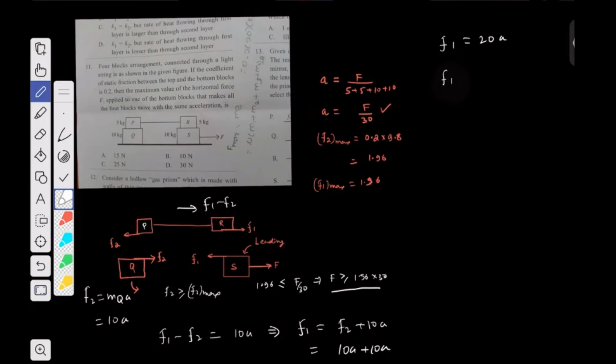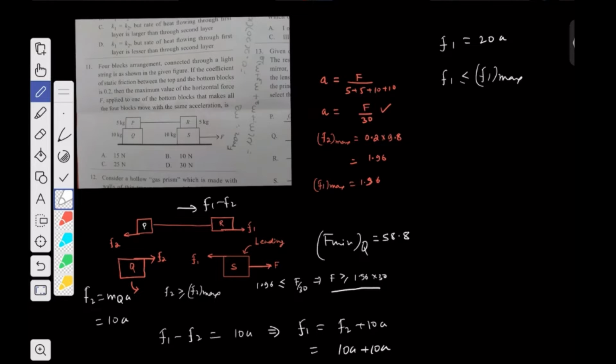So F1 must be less than F1 max also. To check, if for making Q move without slipping I need 58.8, then for making P and R move I need a lower force.